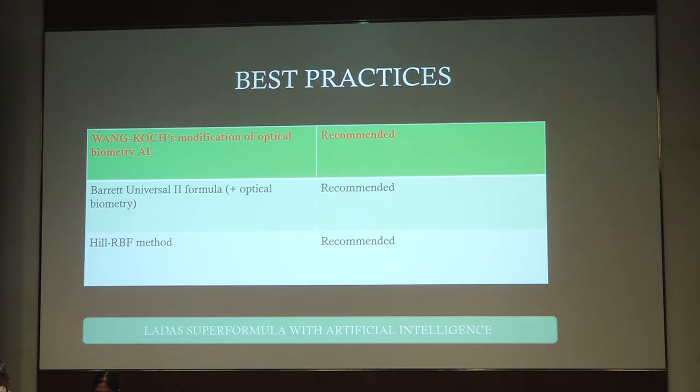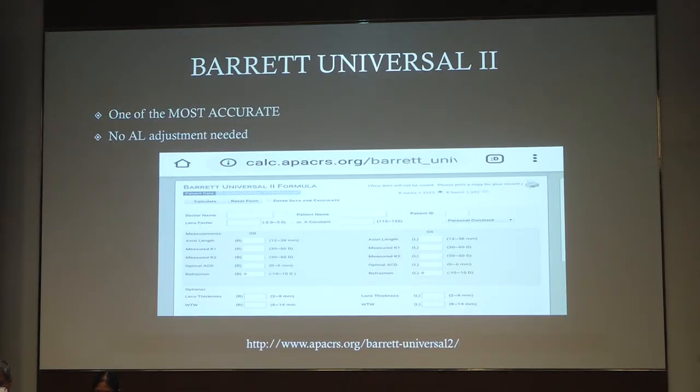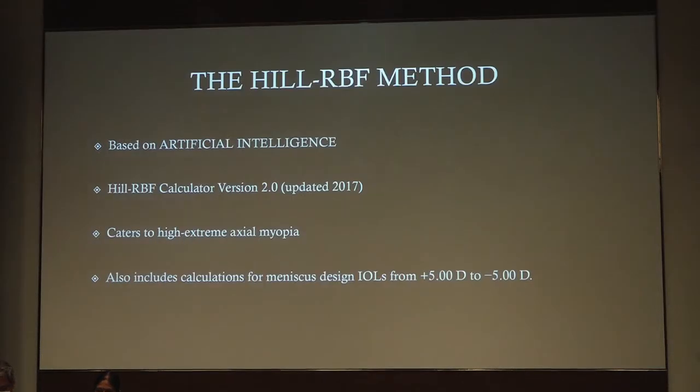The latest one is also the Ladas Super Formula, which uses artificial intelligence. Barrett Universal 2 is one of the most accurate, and there is no need for adjusting the axial length. It is available, and the Hill RBF method is based on artificial intelligence.